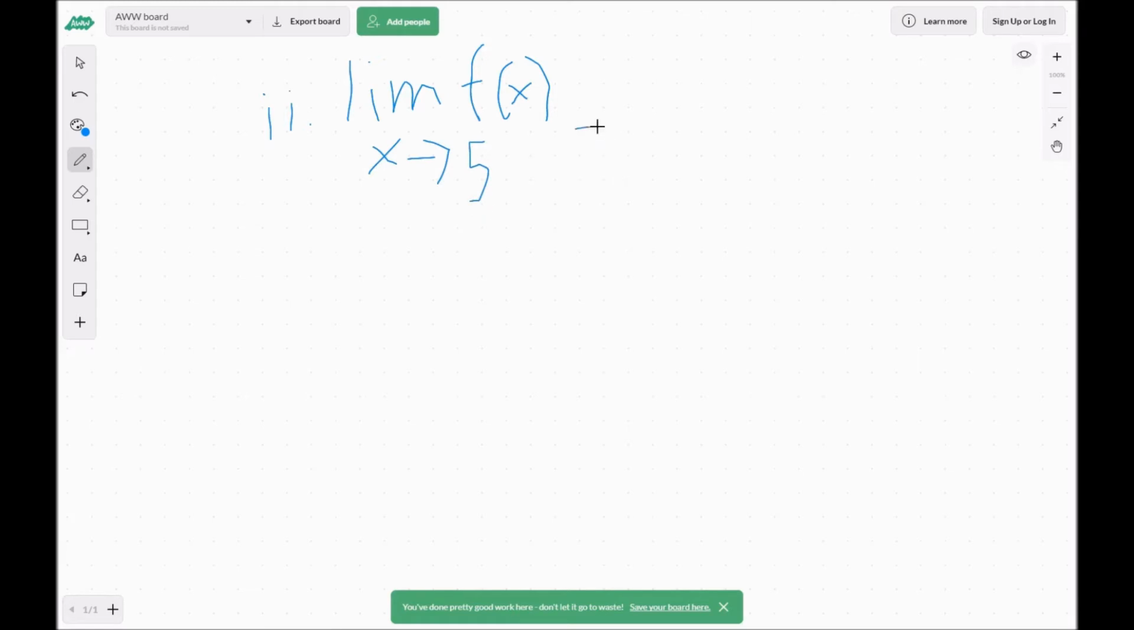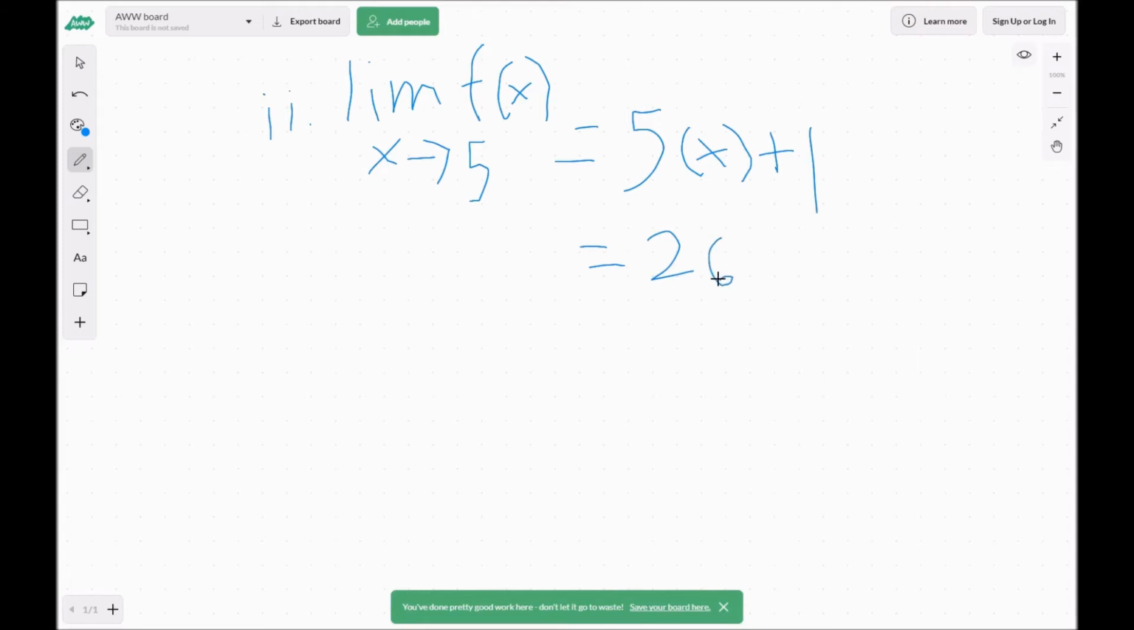So let's take the example earlier. The limit of f of x as x approaches 5. Earlier the given was 5. So we're just going to do the same thing: 5 times x plus 1. So we get 26 again.